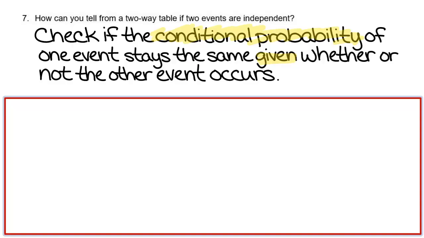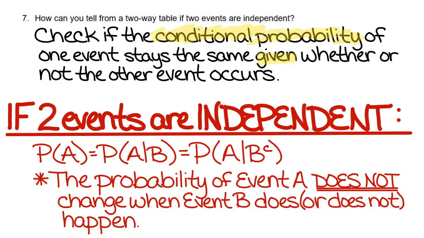And then there's some room down at the bottom of the page. I wrote really big on the screen because I had a lot of room. You do not need to write this big, but it is important. If two events are independent, and I know we wrote this down earlier, but I really want you to write it down again. If two events are independent, then the probability of A is equal to the probability of A given B is equal to the probability of A given B complement. The probability of event A does not change when event B does or does not happen.